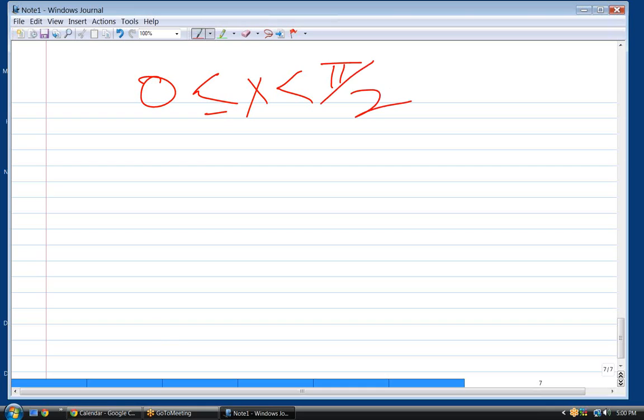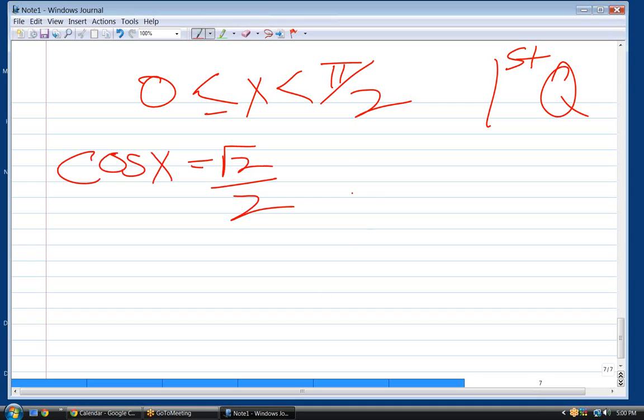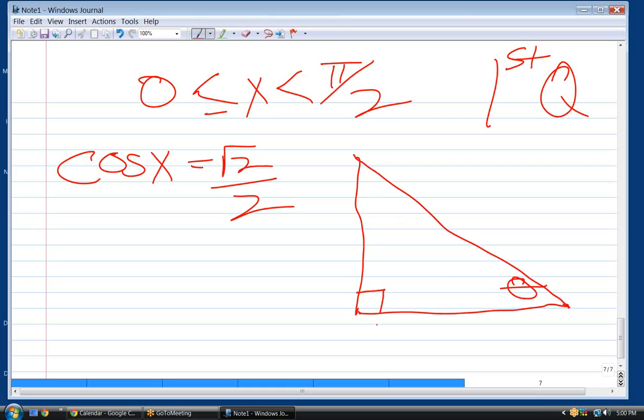Just leave it like that? Well, what's the question? And then it's saying cosine of x equals square root of 2 over 2. Same problem as the others we've been doing. The only thing is, they gave you this information instead of telling you that it was first quadrant. That's what that means.